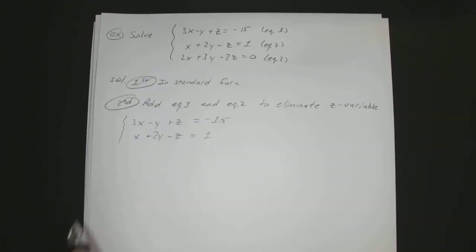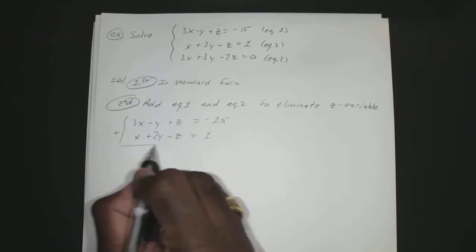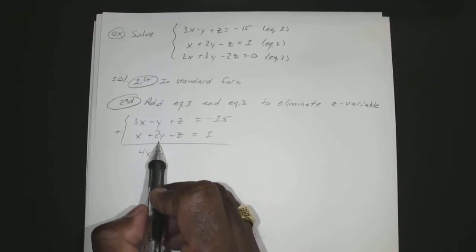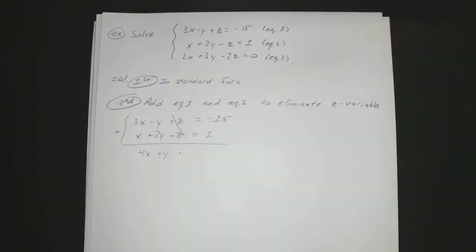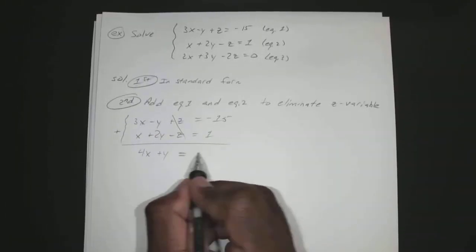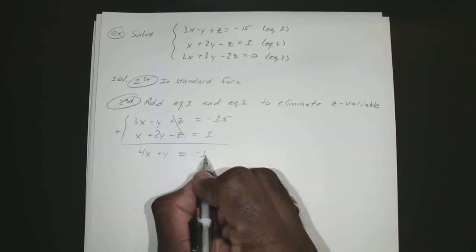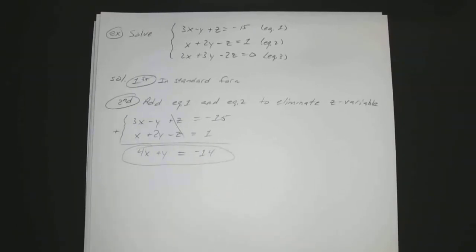Okay, so if we go ahead and add those together, 3x plus x is 4x. Negative y plus 2y is plus y. Z minus Z is 0, so that disappears just like we planned it. Negative 15 plus 1 is negative 14. Okay, so we have our first two-variable equation.